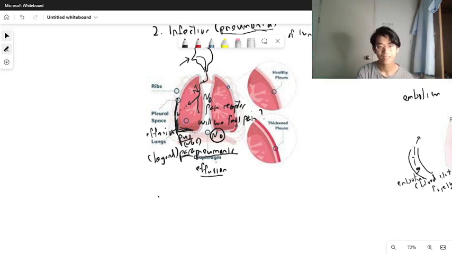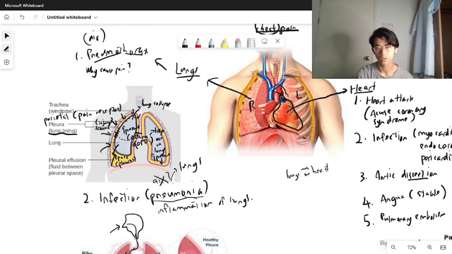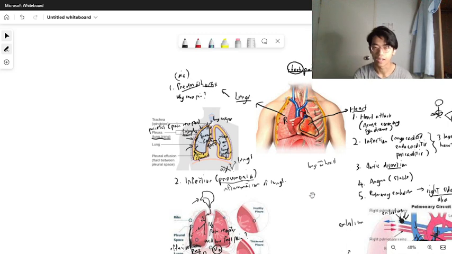Another problem that can happen to the lungs, but I'm not going to go into it because it's less common than infection and pneumothorax, is air in the mediastinum. Mediastinum is basically the space in between the two lungs, which consists of the heart and other structures. So that is for the lung.